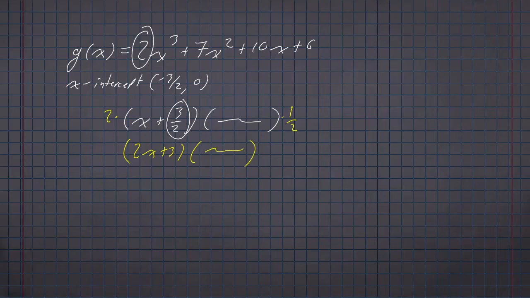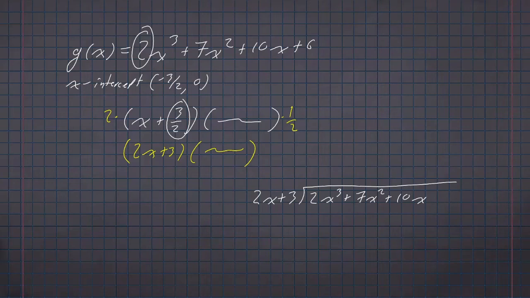My something has an extra 1/2, which may or may not lead to a fraction, but my chances are better of not having a fraction because I haven't forced one there. So it makes my life a little bit easier. But regardless, we're going to set this up doing long division. We're going to take 2x plus 3, and we're going to divide that into 2x cubed plus 7x squared plus 10x plus 6.